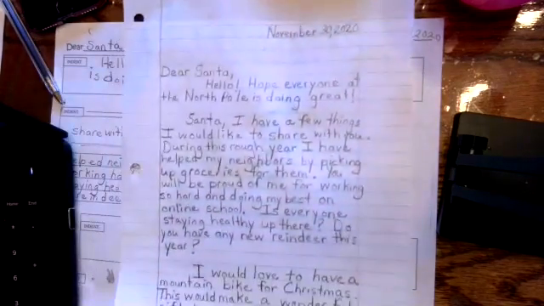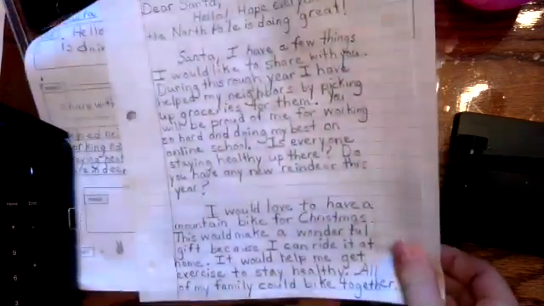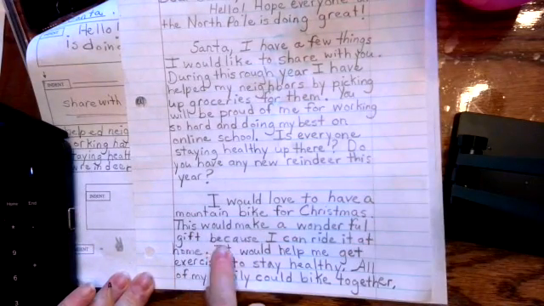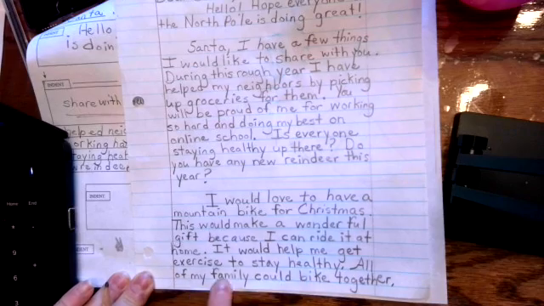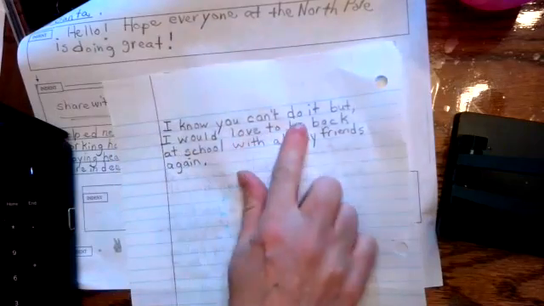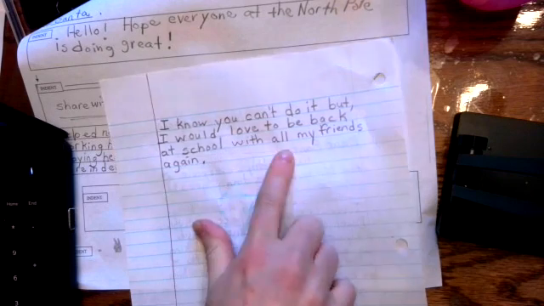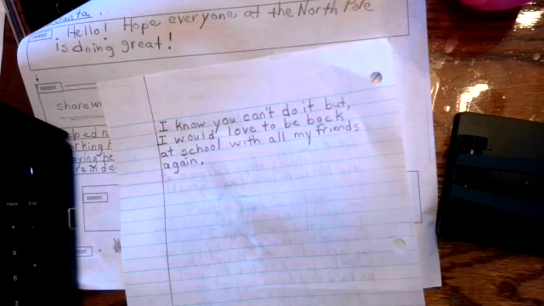So let's review. Okay, this is my second paragraph in my letter. I would love to have a mountain bike for Christmas. This would make a wonderful gift because I can ride it at home. It would help me get exercise to stay healthy. All of my family could bike together. I know you can't do it, but I would love to be back at school with all my friends again, just like I would like to be back at school with all you guys in the classroom.